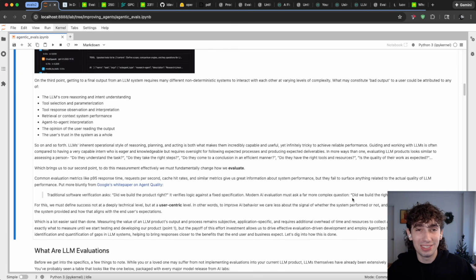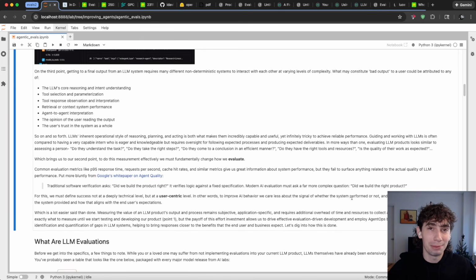With working with these intelligent systems, we often liken them to having something like an intern or an employee that we are managing. We may look at and evaluate a language model's performance similar to how we do any form of human performance reflection. Things like asking, do they understand the task? Do they take the right steps to get to the output? Do they come to a conclusion in an efficient manner? Do they have the right tools and resources? Is their quality of work expected? So on and so forth.